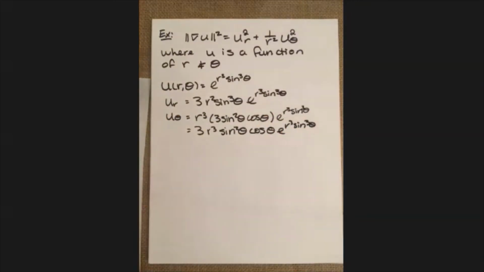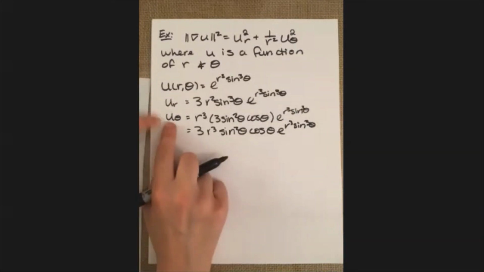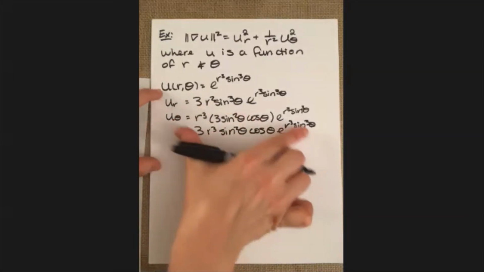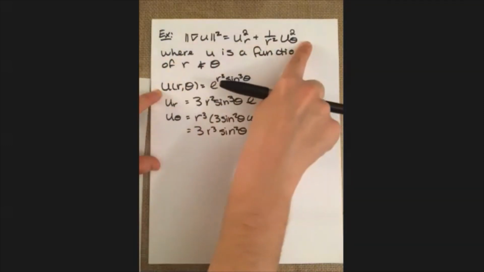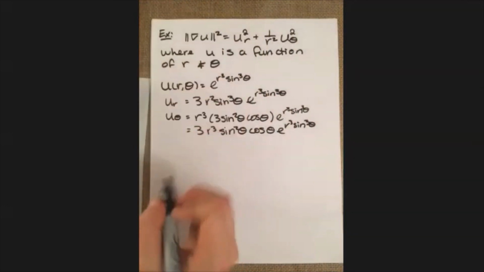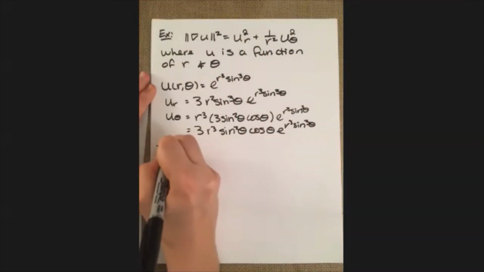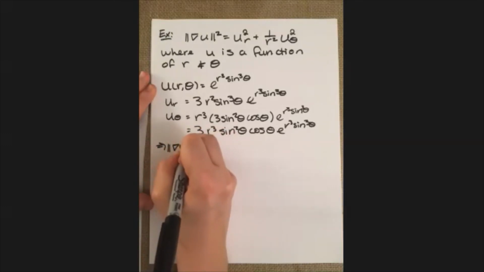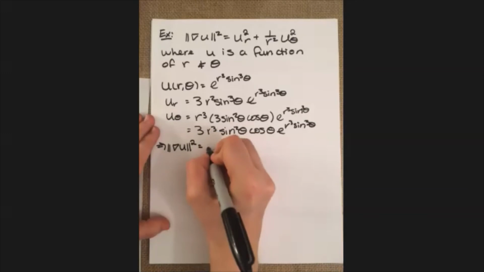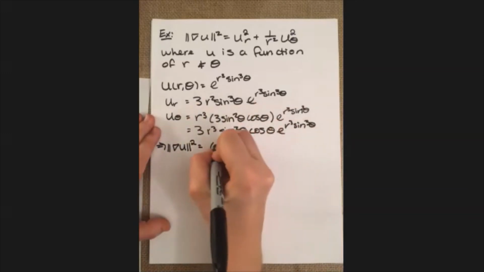All right, great. So we have our two partial derivatives, u theta and ur, and now all I've got to do is plug these two expressions into here, and that gives us a way to get the norm of the gradient. So this is going to be equal to this piece here squared.